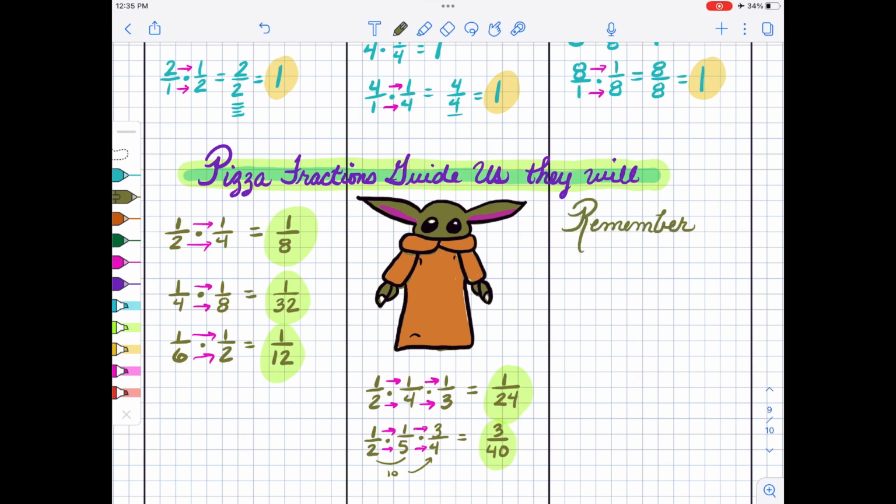Now remember, these rules are for multiplying fractions. When you add fractions, those rules are different. It's not difficult, you just have to make sure that you look at the details to know what you need to do, and you can always go back to pizza to figure it out.